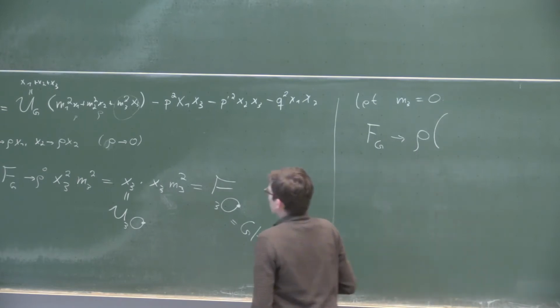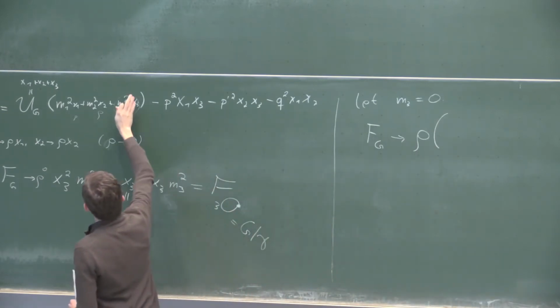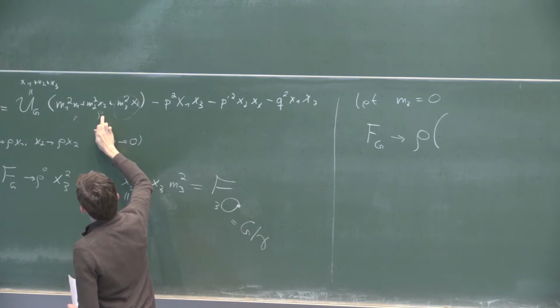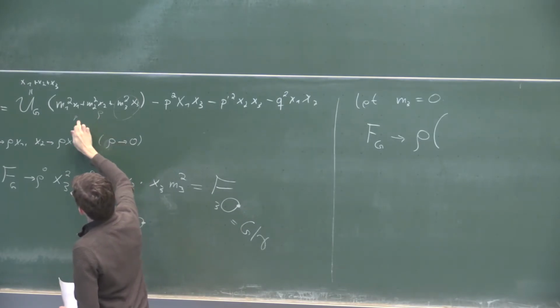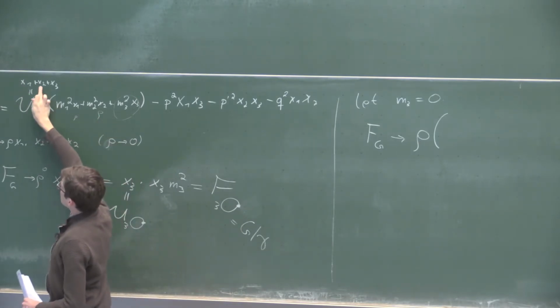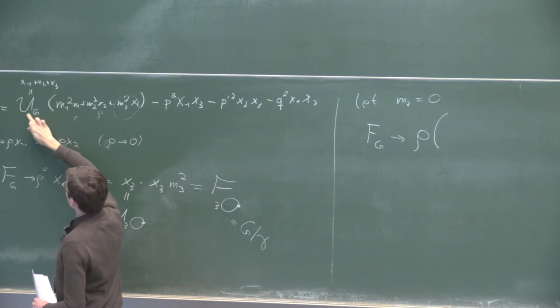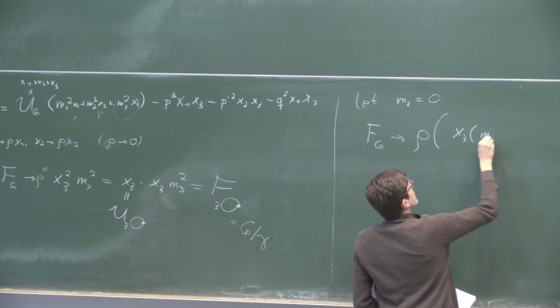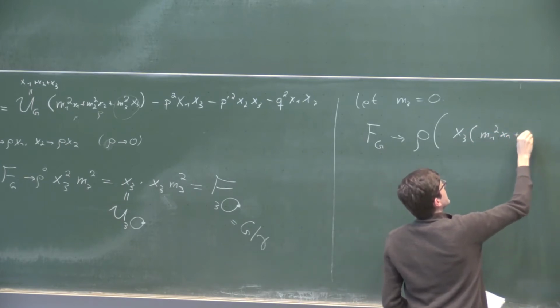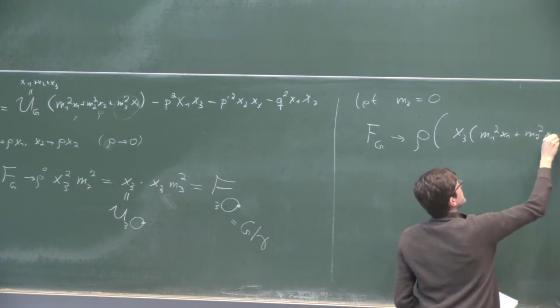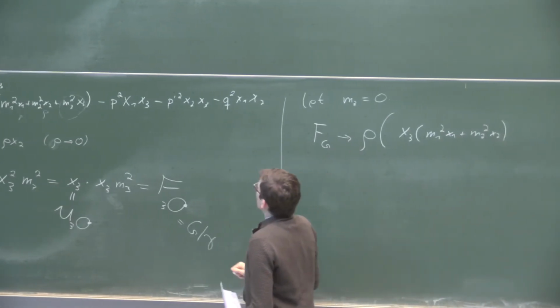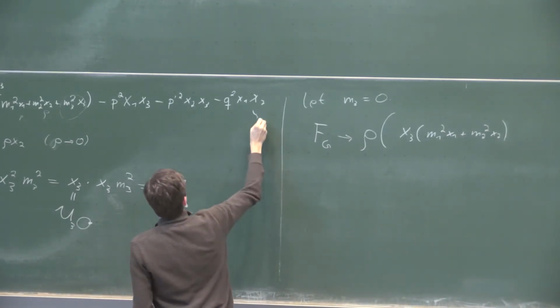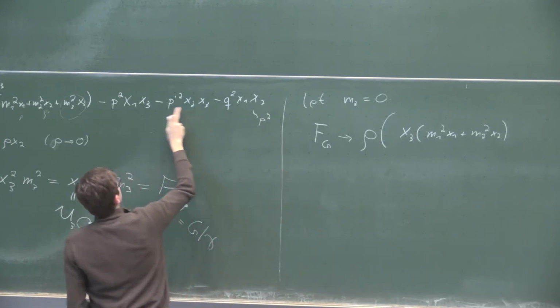So how do we get linear terms in rho? Well, this term has gone anyway. So we have linear terms in rho here. If we take also rho from here, we get rho squared. So we only keep the x3 from the u and what's there. So we have the x3, m1 squared x1, m2 squared x2. And then here this becomes a rho squared. So the linear terms in rho are only these two.